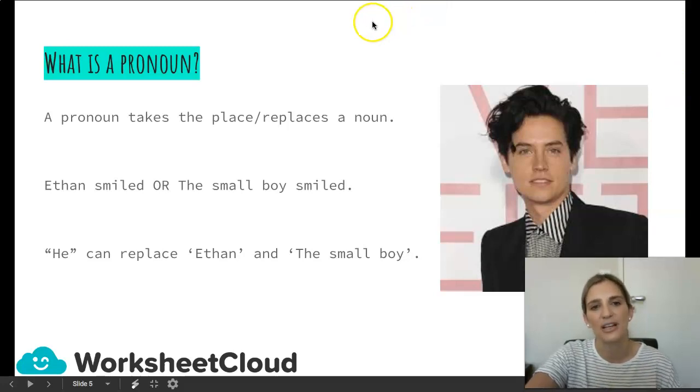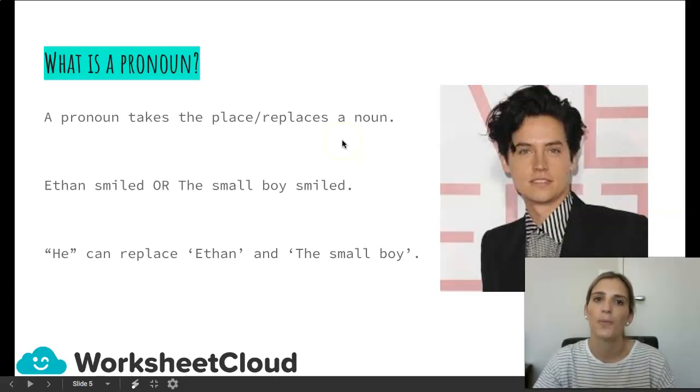What is a pronoun? A pronoun takes the place or replaces a noun. So instead of saying Robert went to the shops and then Robert did this, and then Robert went and played golf, you understand what I'm saying. You replace the name of the person with he. Same with she. So have a look here. Ethan smiled, or the small boy smiled. We're replacing that and that with he. So you can change it to he smiled.